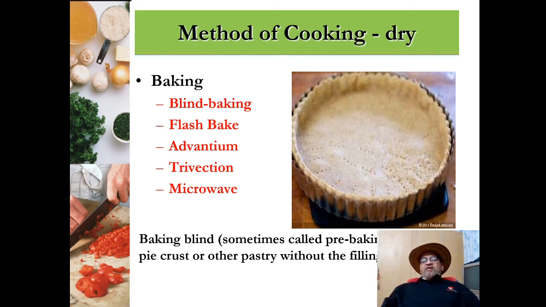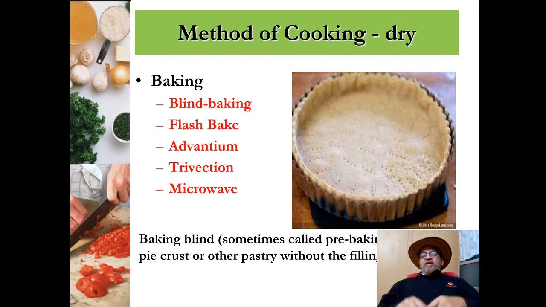Baking is cooking, like I told you, in an enclosed compartment with the help of hot air. Breads are baked, cakes are baked, biscuits are baked. No fat is used, no water is used. Baking may be of five types: blind baking, flash baking, adventitious baking, trivection baking, and microwave.